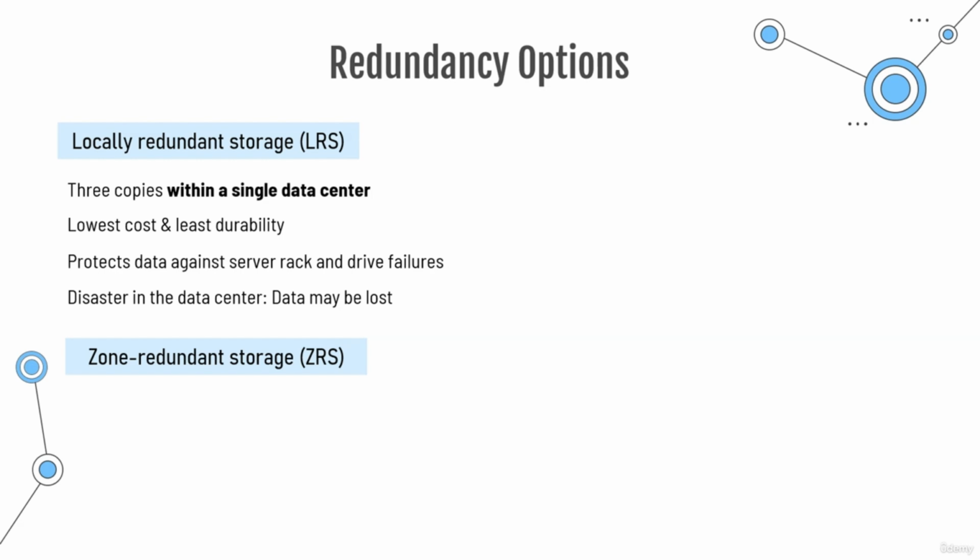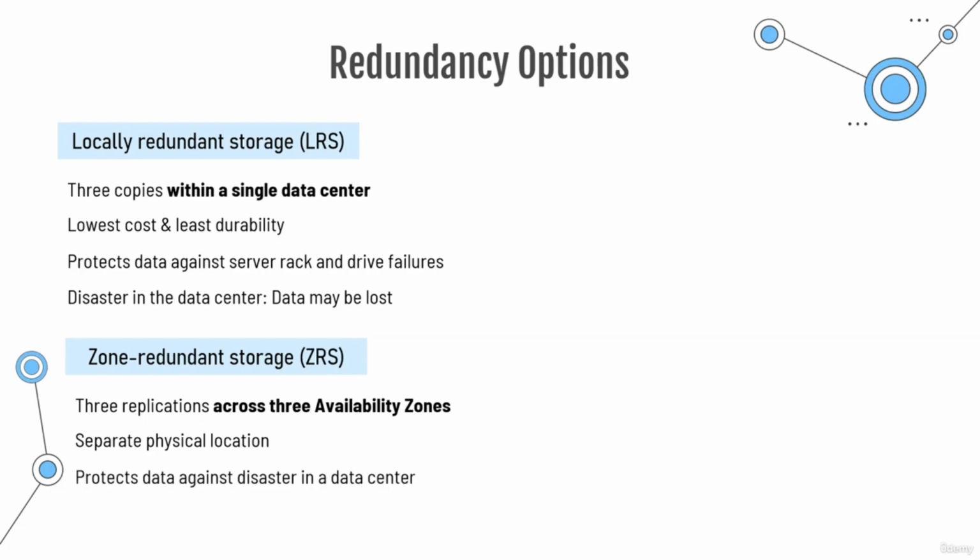storage. This is now replicating the data 3 times across 3 availability zones in a given region. Therefore, we have a separate physical location and we protect against such a disaster in a data center. But this is still not protecting against a regional disaster. Maybe there's some kind of regional disastrous event, and then in this case, we have an even higher redundancy option. This is now geo-redundant replication.